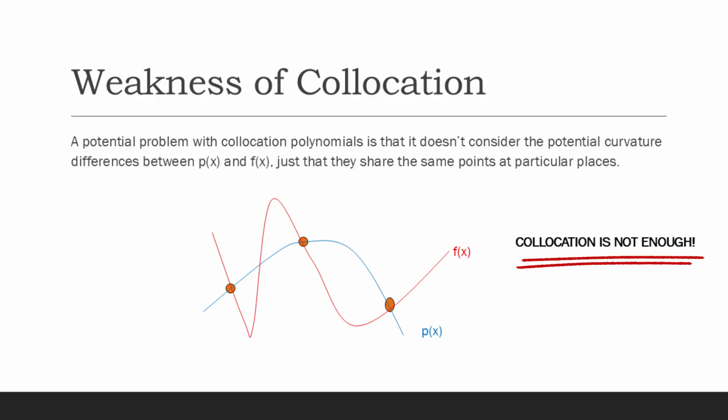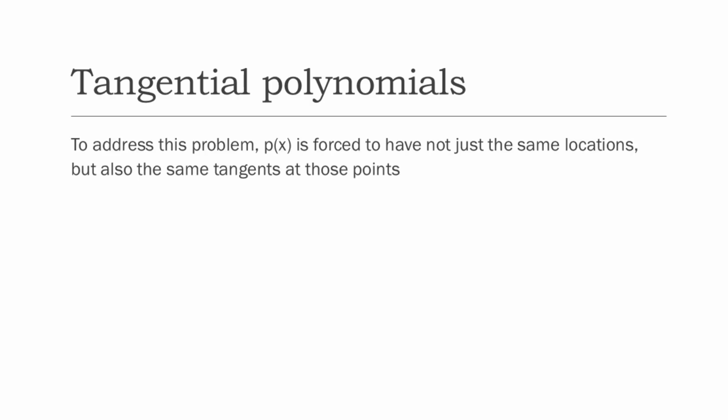What we want to do is that they should share some sort of information about curvature. And here we can start talking about tangential polynomials. So to address this problem, p of x is forced to have not just the same locations, but also the same tangents at those points.